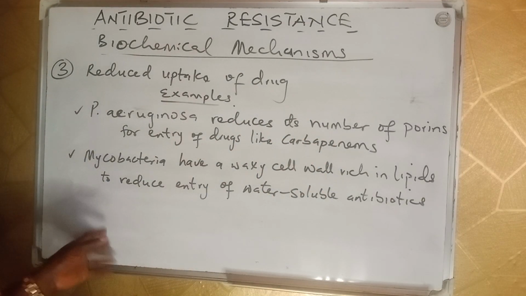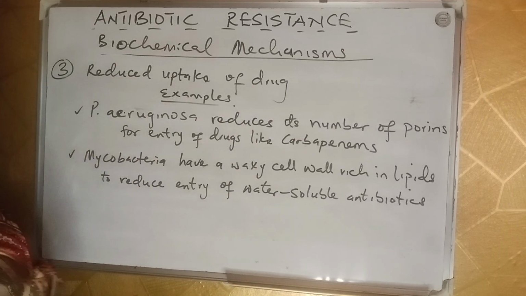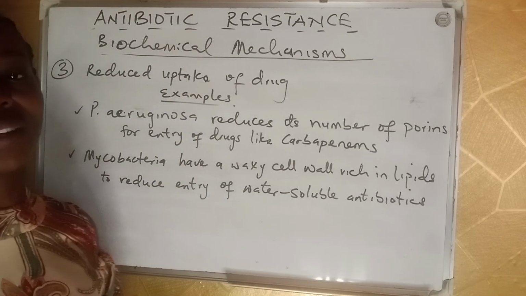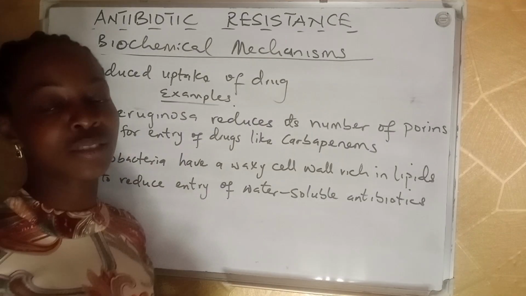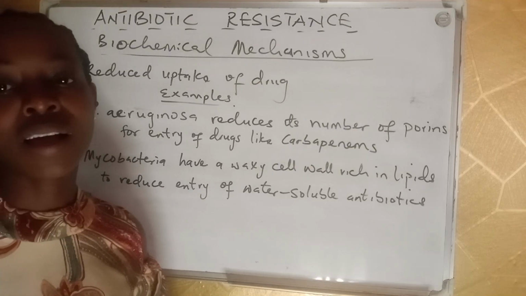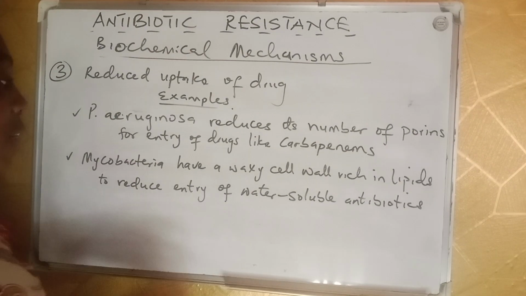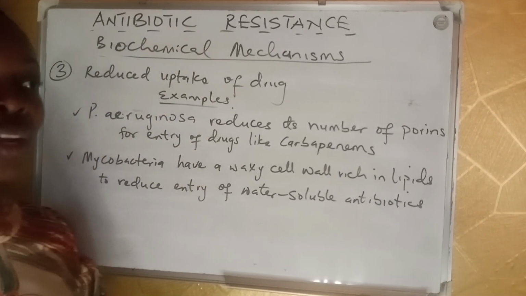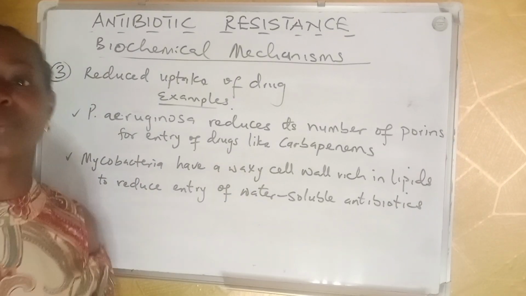Also, another bacteria, the mycobacteria, changes its cell membrane to a form that is rich in lipids, so that the cell membranes become waxy. And we know that polar substances like antibiotics find it very difficult to go through a cell membrane if it is high in lipids. In that way, mycobacteria is able to resist most of the antibiotics simply by changing the nature of its cell membrane, thereby reducing the uptake of these drugs into their cells.